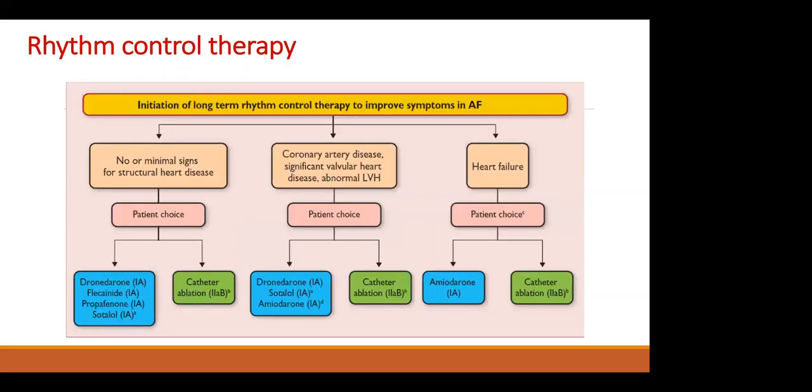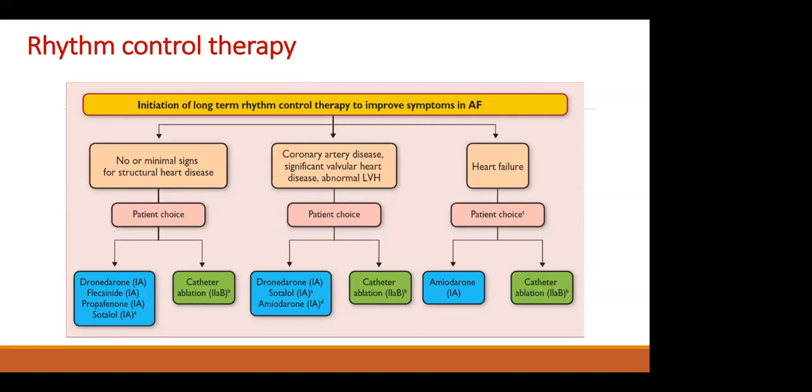Once you cardiovert your patients, you select the drug that you can use to maintain sinus rhythm in order to avoid recurrence of atrial fibrillation. If the patient has no or minimal signs of structural heart disease, you can give propafenone. If the patient does not have LVH and does not have coronary artery disease, you can give propafenone. If the patient has only coronary artery disease and no significant LVH, you can give sotalol.